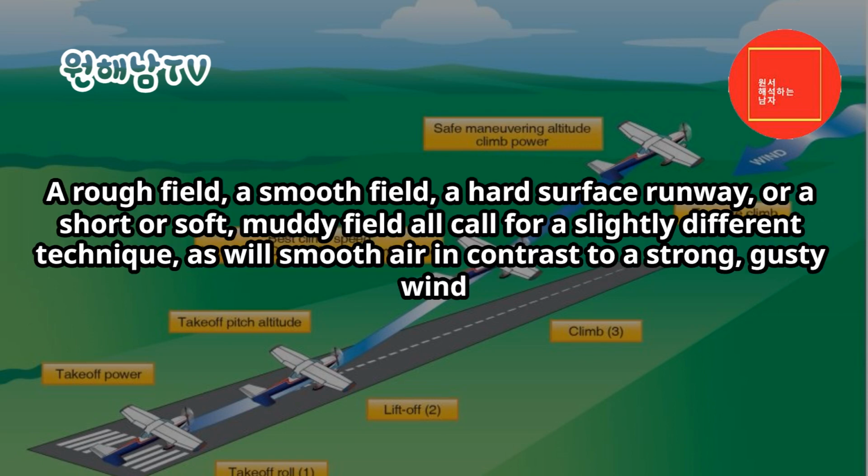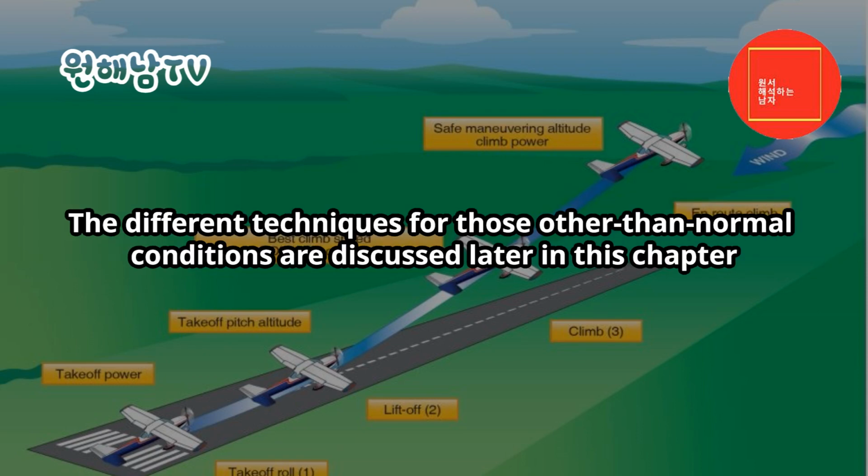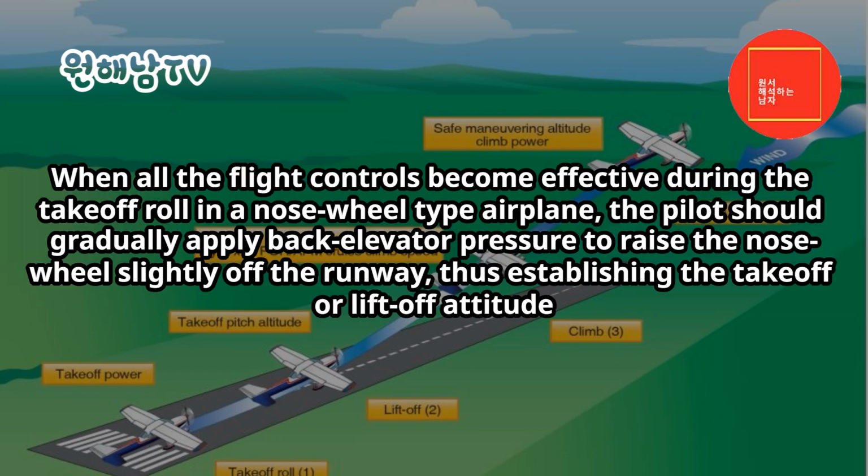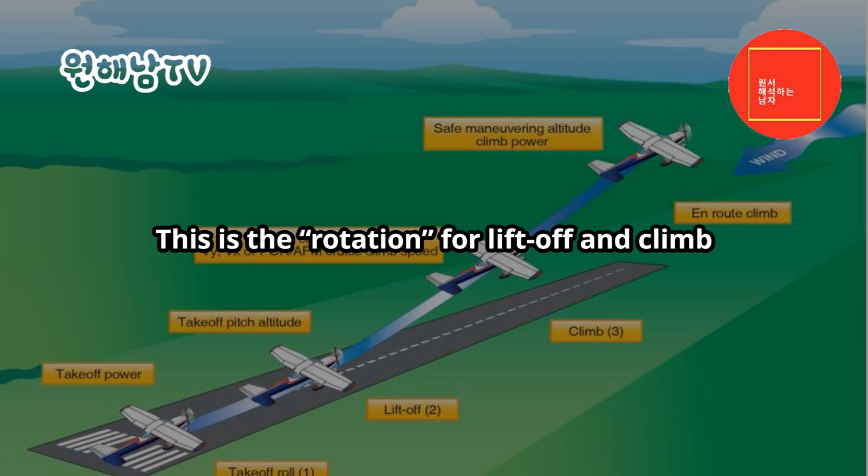A rough field, a smooth field, a hard surface runway, or a short or soft, muddy field all call for a slightly different technique, as will smooth air in contrast to a strong, gusty wind. The different techniques for those other than normal conditions are discussed later in this chapter. When all the flight controls become effective during the takeoff roll in a nose-wheel type airplane, the pilot should gradually apply back elevator pressure to raise the nose wheel slightly off the runway, thus establishing the takeoff or liftoff attitude. This is the rotation for liftoff and climb.